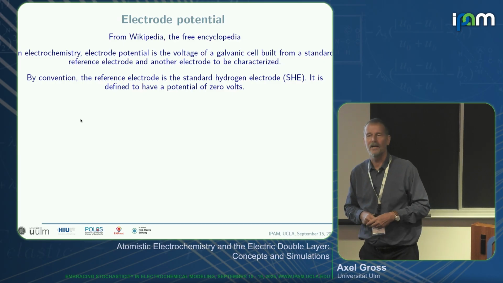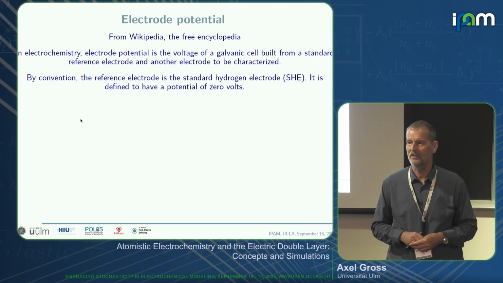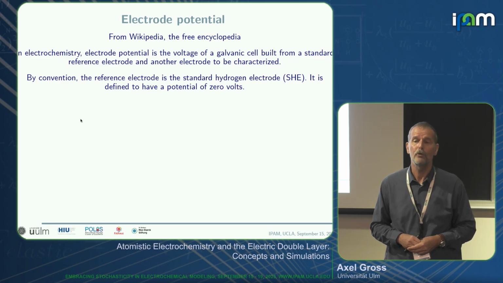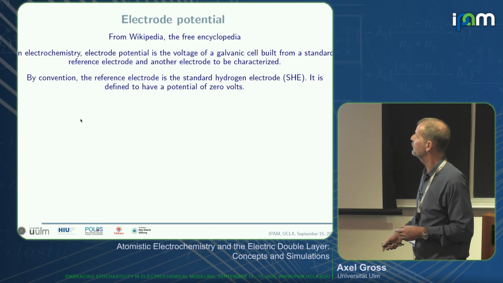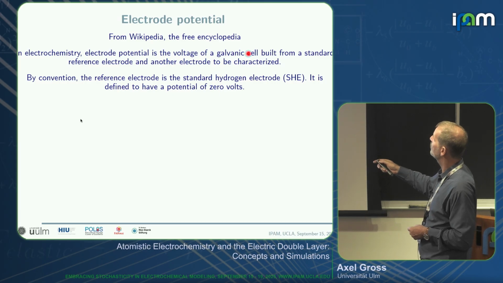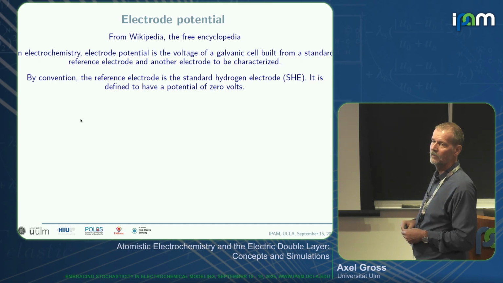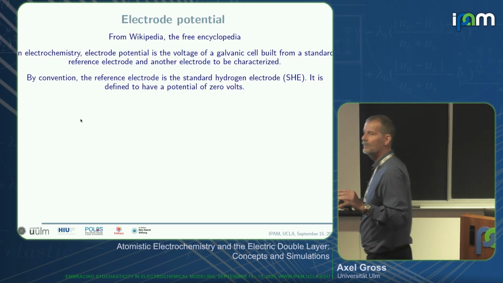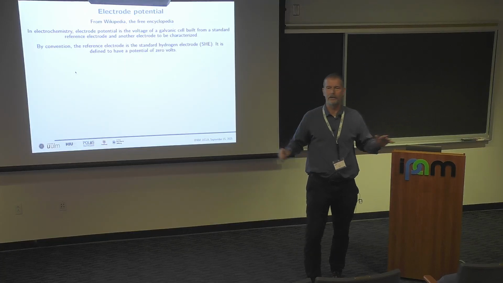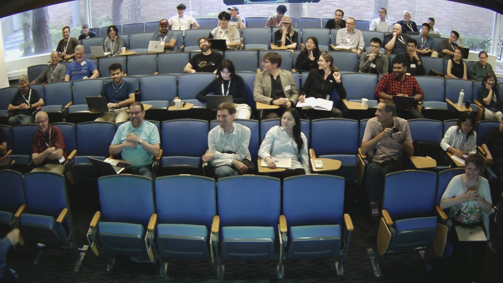And then you see, I like Wikipedia very much. But when it comes to electrochemistry, I think it's all electrochemists who have written this, and they are so much concerned about measuring. I copied this from Wikipedia last year, I don't know whether they changed it. In electrochemistry, electrode potential is the voltage of a galvanic cell built from a standard reference electrode and another electrode we characterize. Again, I would simply say, and I dare to say this now, and you can beat me later, it's nonsense.